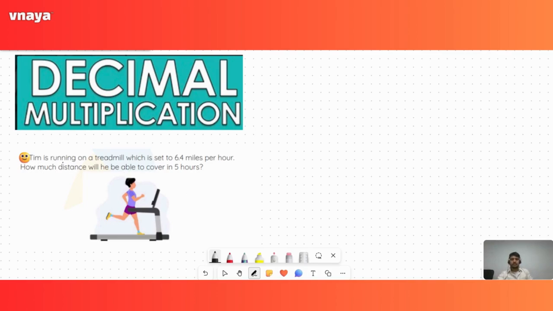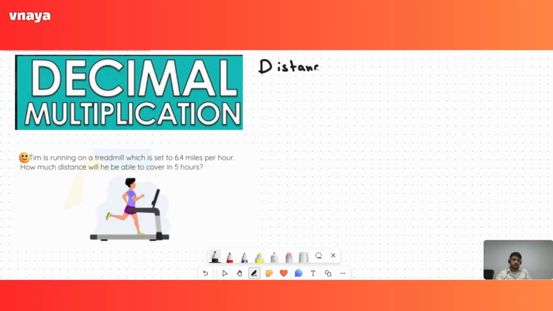So the question is, Tim is running on a treadmill which is set to 6.4 miles per hour. So the speed of the treadmill is given, which is 6.4 miles per hour, and they're asking how much distance will he be able to cover in 5 hours. So they are asking about the distance.